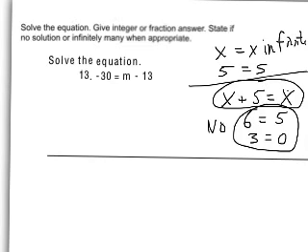Now, since the m is our variable, we want to get the m alone. So what can we do to make the m alone? Stop it and see if you can figure that out. Start it up again, and we see that we can add 13 to both sides. So we have negative 30 equals m minus 13. We add 13 to both sides. We get 30 minus 13 is 17.